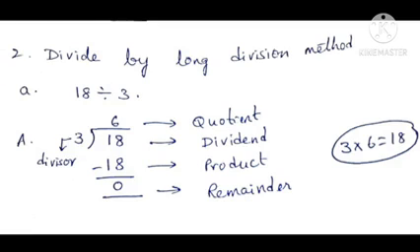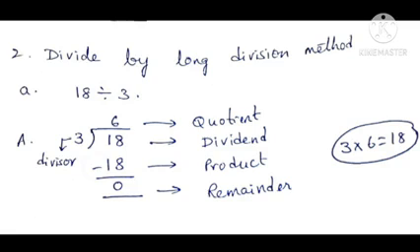Second question. Divide by the long division method. 18 divided by 3. We have to divide 18 by 3. Arrange the numbers. Then we have to recall the 3 table. In the 3 table, when will we get 18? Tell me, children, 3 sixes are 18. This 6 we have to write above the line, and this 18 we have to write down.